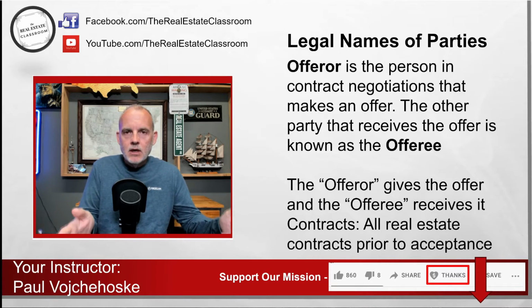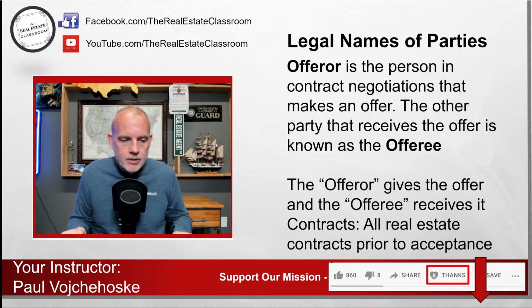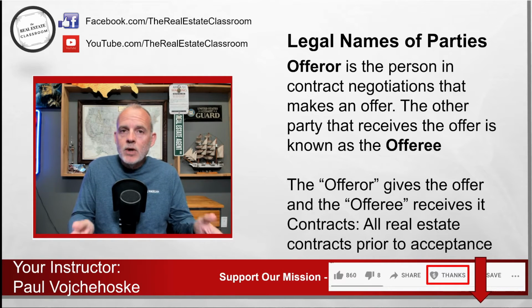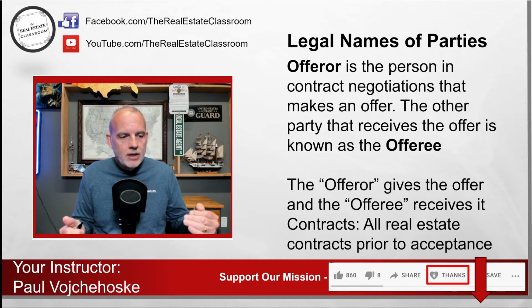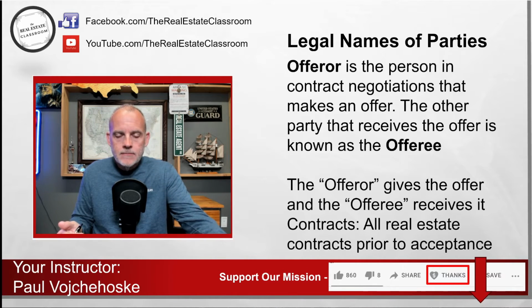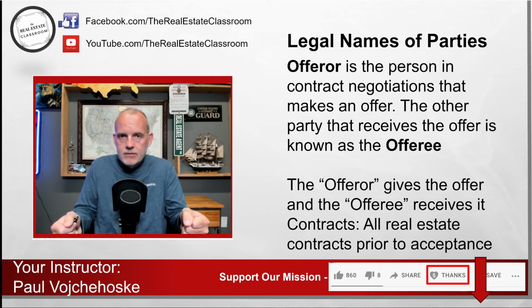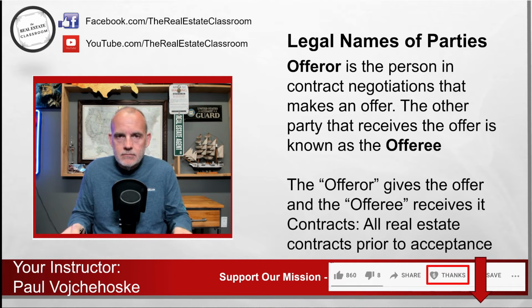So we have the offeror. Let me give you an example. A purchaser, someone who wants to buy real estate, makes an offer on a house. They offer $100,000. They are giving the offer, so they are the offeror. The offeree receives that offer. So in this case, the owner is going to receive that offer.